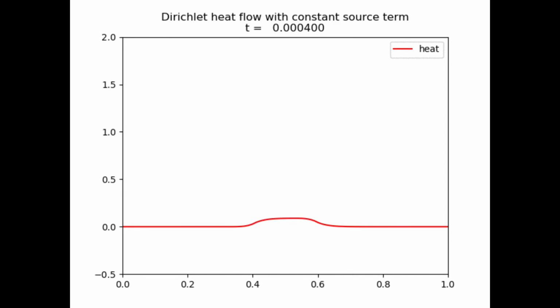Of course, the heat now increases in the middle of the interval, and at the same time, it diffuses out. That's why we also get heat outside of the middle interval. More and more heat is produced in the middle of the interval. More and more heat diffuses out throughout the interval.